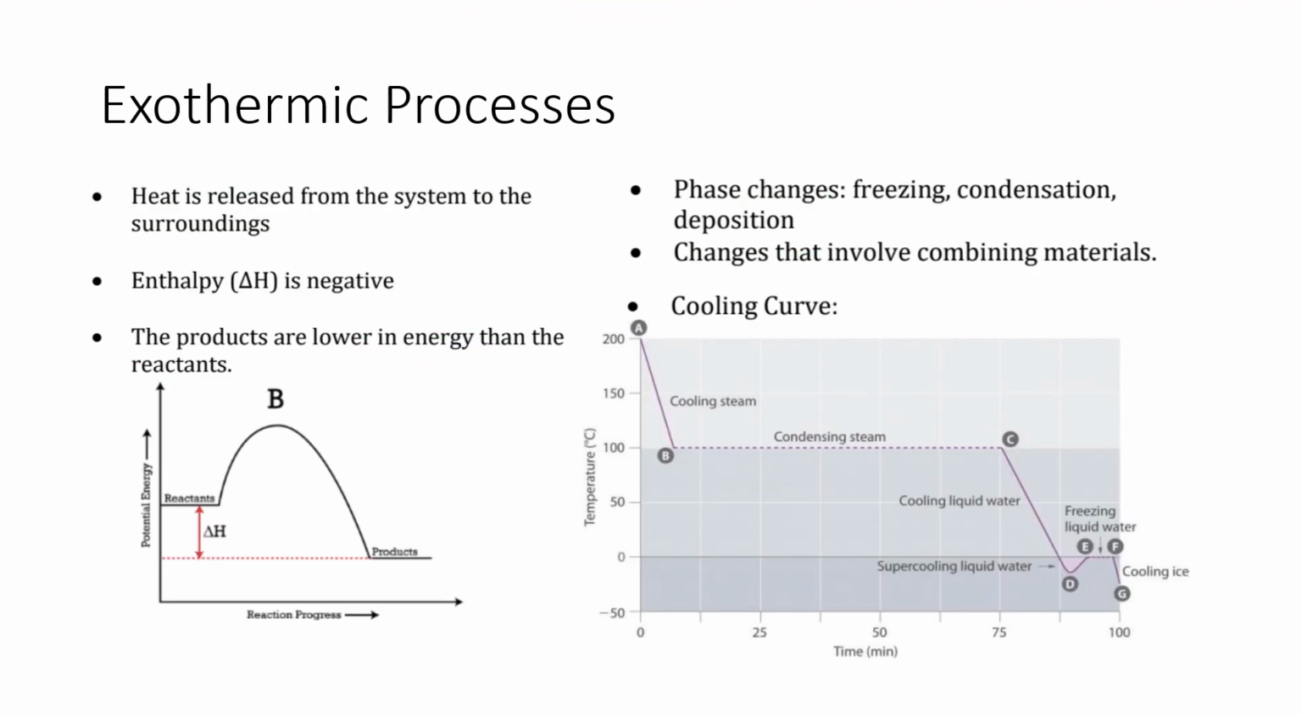Exothermic processes: heat is released from the system to the surroundings. Enthalpy is negative, delta H is negative. Products are lower in energy than the reactants, so freezing, condensation. Essentially, you're combining stuff. Cooling curve: same, it's the opposite of the heating curve, in the opposite direction, essentially.